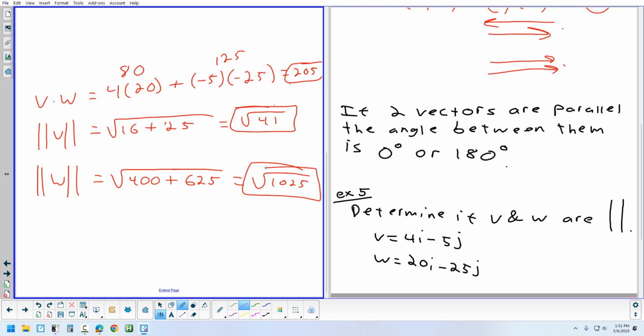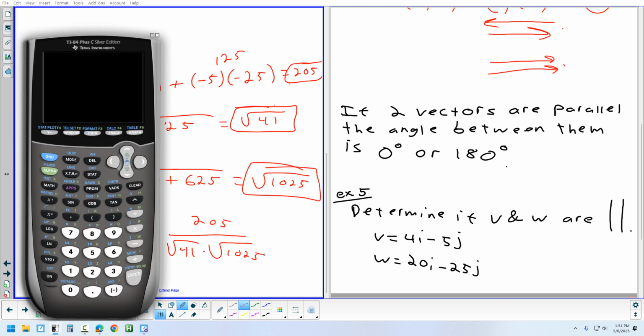Okay. Now we've done all the work we need to find the angle. We just have to set it up and type it in. What goes on the left side? The cosine. And on the right side? The 205 is on the top. The dot product is on the top, and the two lengths are on the bottom. And you need that in parentheses. When we type it in, what are we hoping to get for an angle? 180 or 0, either one. That would mean it's parallel.